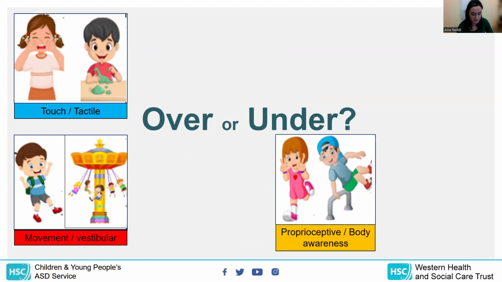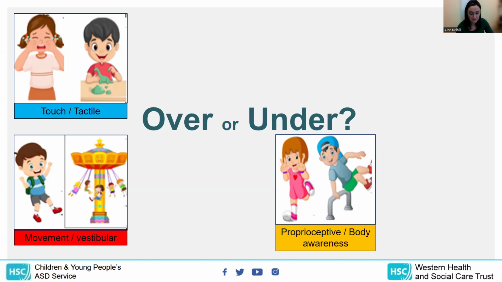Here are some more examples. On the top left, in the tactile or touch system, you can see the child on the left is overreactive to touch and may avoid experiences like messy play or personal care tasks like dressing and showering. But the other child is underreactive to touch and is happy with messy play. They may not be aware that their hands or face are messy at all, and they might constantly touch things or stand too close to others.